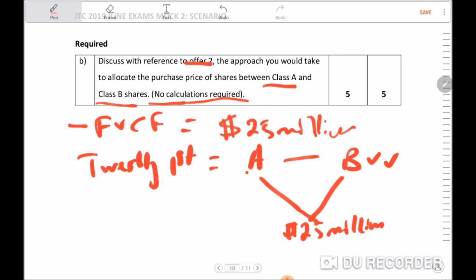Effectively in this question, we didn't expect you to talk about valuing 21st as a business. That was not required. The required simply said that First Venture Capital Fund has done their valuation, and they said, I think for 21st, we can pay 25 million. Now coming to 21st, how do we allocate this shareholding between A and B shareholders? Which is exactly why the required specifically said no calculations.